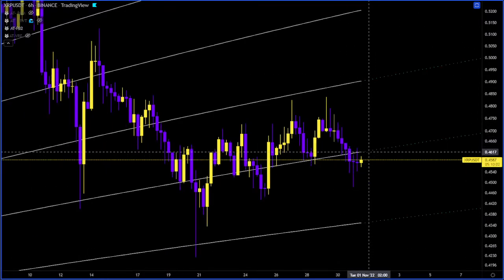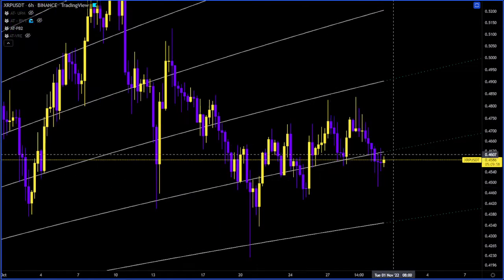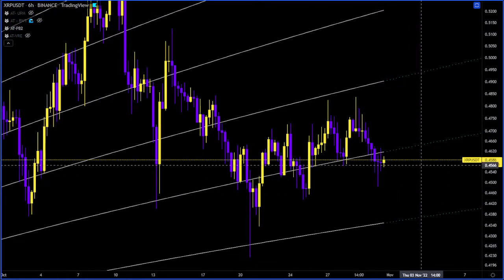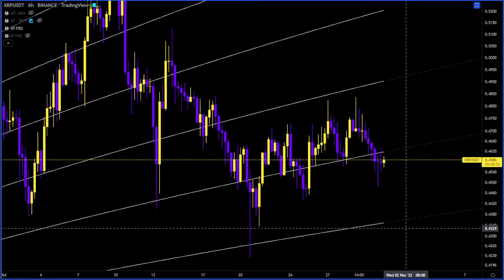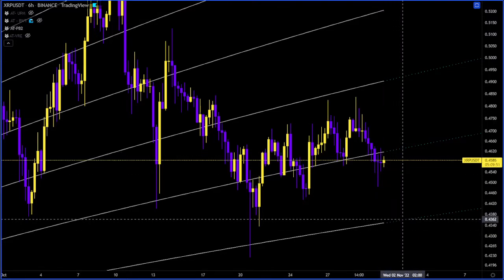You fail at 4617, you'll look for continuation to the downside. Given we've come through, I don't think we would fail directly from here. I think you can gain some more steam if you want to fail down to 4362.